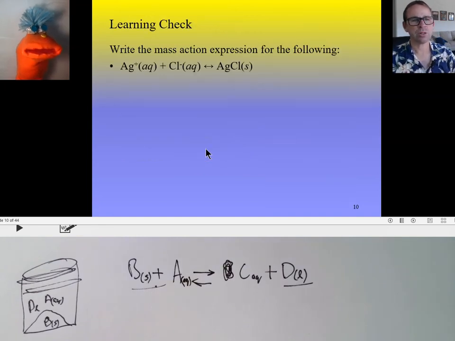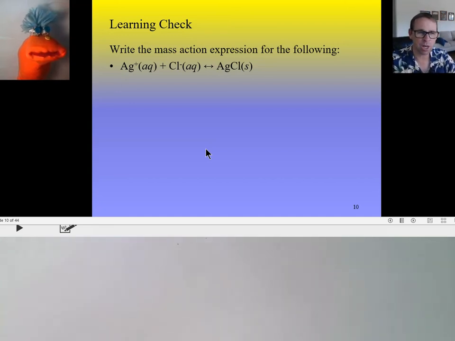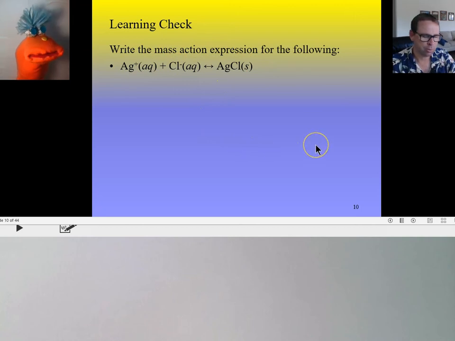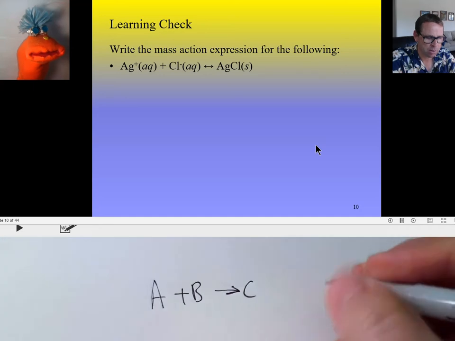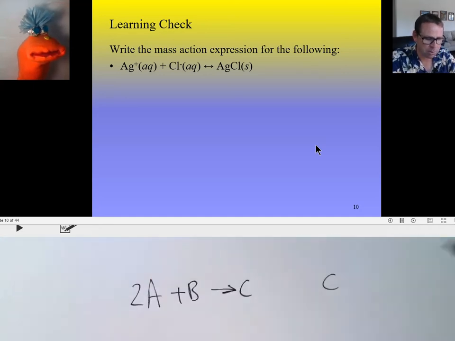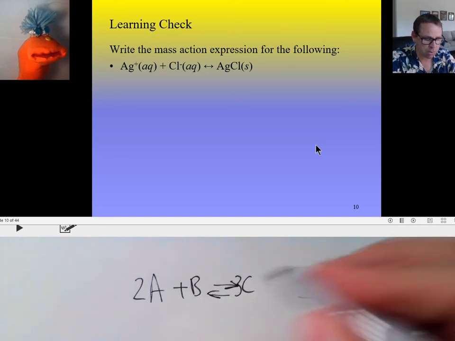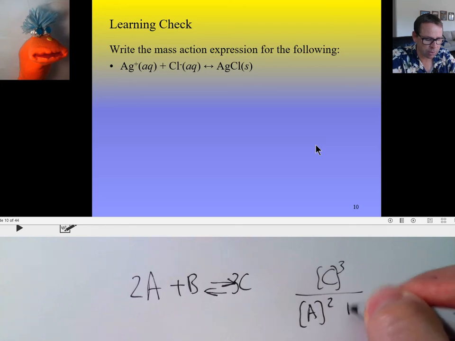Okay? So here's an example of an equilibrium expression. And knowing now that solids and liquids are not included, let's write the mass action expression for this reaction. What's the mass action expression? Remember when we would write, for example, A plus B going to C, we would say that the mass action expression would be the concentration of products to their coefficients over the concentration of reactants to their coefficients. Okay.